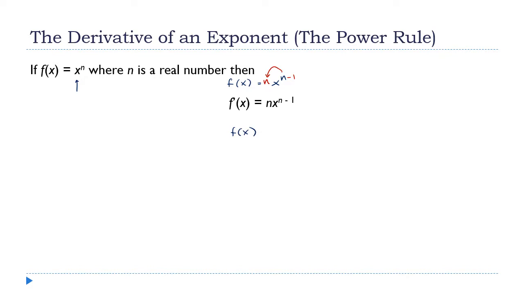Suppose we have f of x equals x to the fifth. What is f prime of x? Well, my formula here says you take the exponent, you bring it out in front. So this is going to be 5x, and you reduce the exponent by 1. 5 minus 1 is 4. And that's it. That's all there is to differentiating these things.